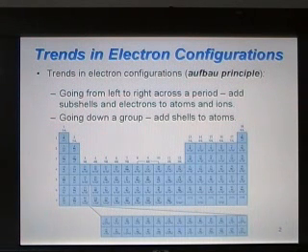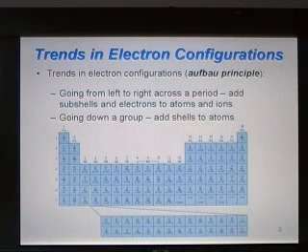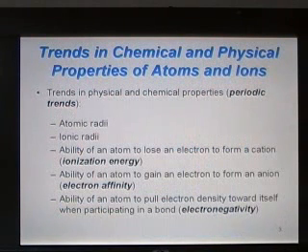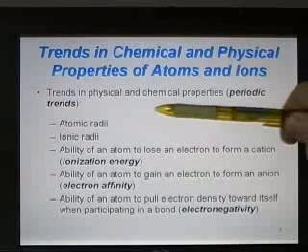As you go progressively from one element to another, in order of increasing atomic number, you add more electrons and more atomic orbitals. Now, we're going to look at the trends in chemical and physical properties of atoms and ions. These are known as periodic trends, and we're going to look specifically at 5 of them.